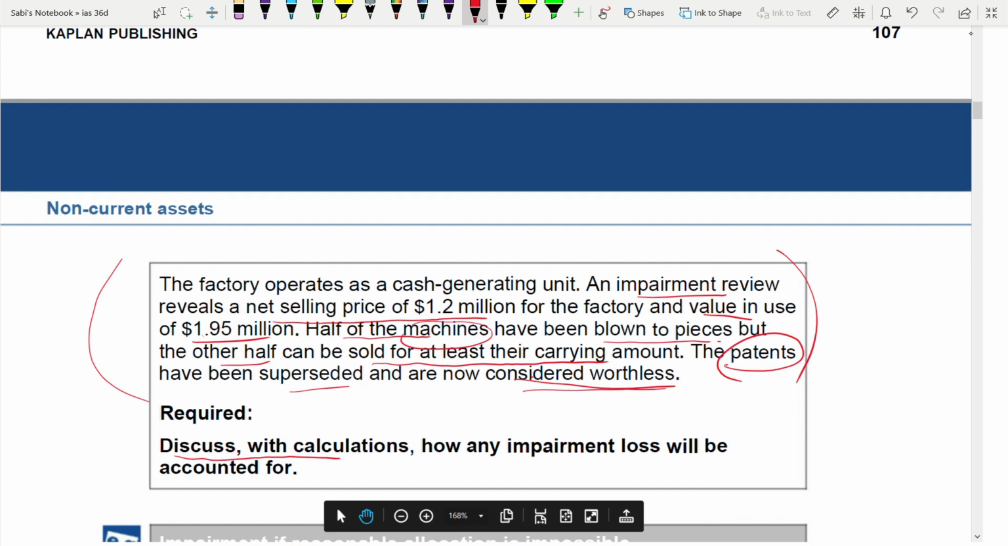Because they told it's worthless, right? So because patent has been superseded and is worthless, that means their recoverable amount will be nil. Because their recoverable amount is nil, you can write it down up to nil. You see here?